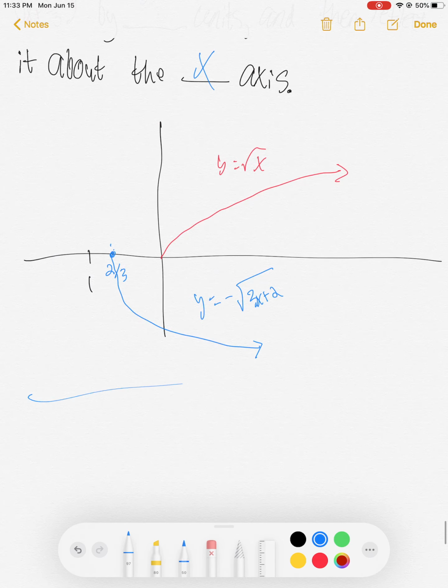And instead of going up and to the right, since we reflected it across the x-axis, we're going to come down and to the right. Okay, so this is a rough sketch of y equals negative root of 3x plus 2. And we didn't have to plug in a single point. All that we did was make a couple of changes to this original graph.